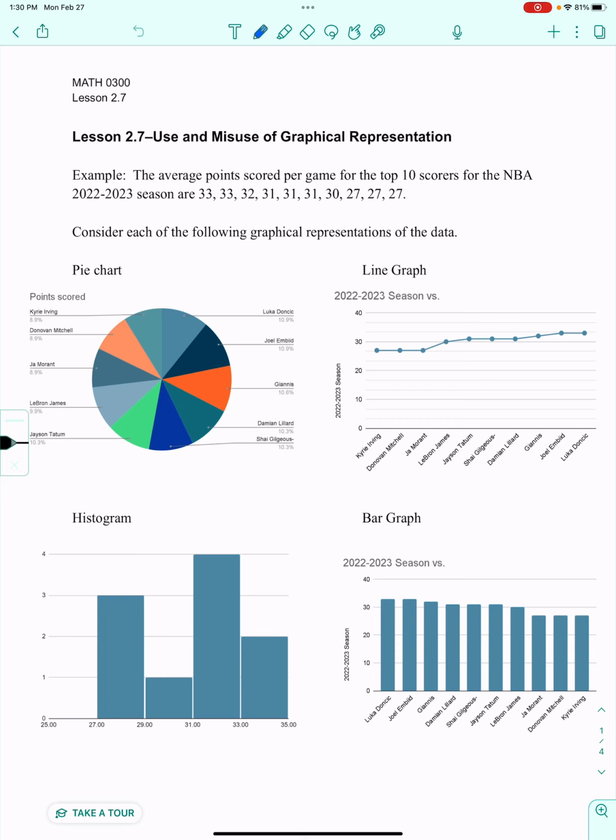First, let's take a look at the average points scored per game for the top 10 scores for the NBA 2022 to 2023 season. These were the average points scored per game for different players. We want to take a look at each one of these different representations and talk about the strengths and the weaknesses. First off, we have a pie chart.